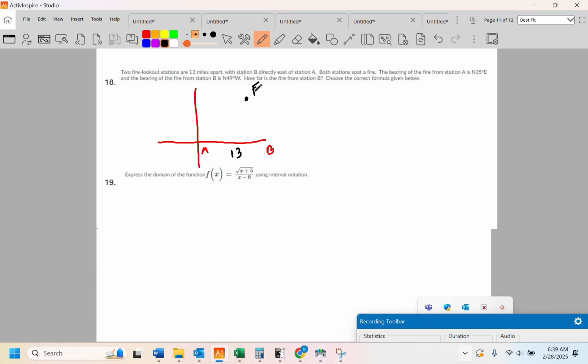The bearing of the fire from station A is north by 35 degrees east. So north by 35 degrees east. The 35-degree angle is actually right here. The bearing of the fire from station B is north by 49 degrees west. Now, so here's north.